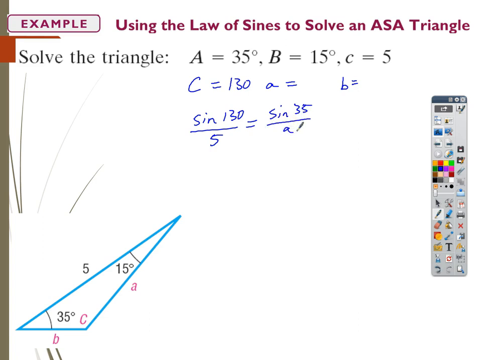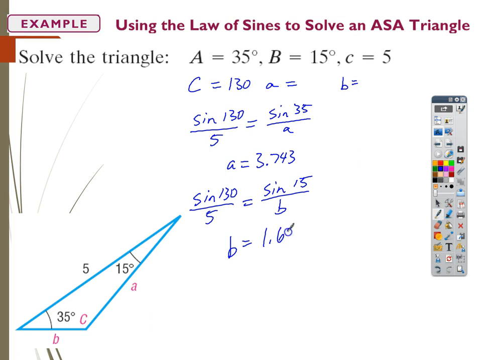And now I go ahead and cross multiply and divide. And my magical answer will be A is equal to 3.743. And so next we go. We do the same thing. We try and find B. All right. So now I have, again, sine of 130 over 5 is equal to sine of 15 over B. And my answer is going to be equal to 1.689.